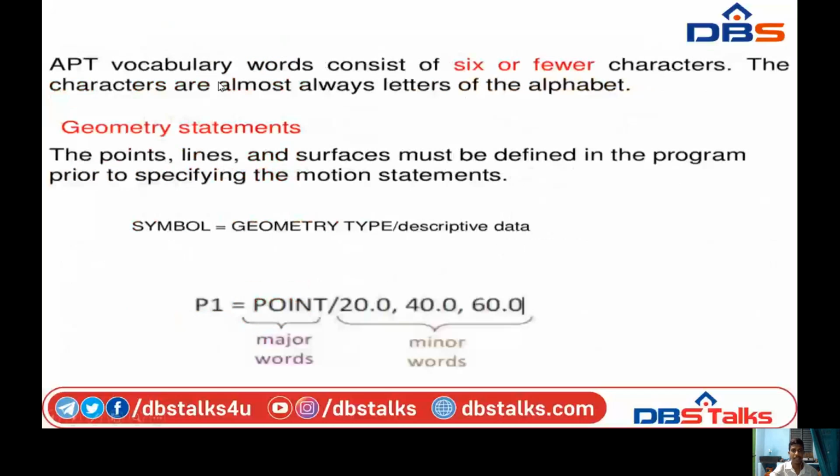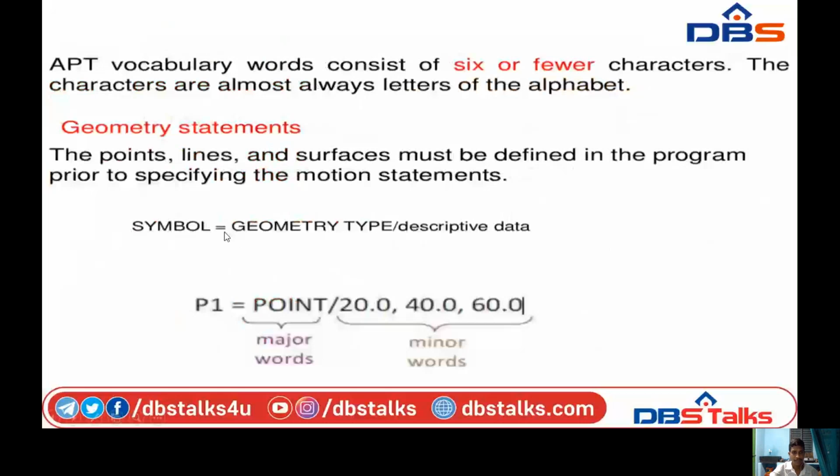Next, APT vocabulary words consist of 6 characteristics. I'll show it to you. In this geometry statement, I'm taking a word here. We already know that any word consists of some letters. Take the symbol SYMBOL: 1, 2, 3, 4, 5, 6. The symbol word consists of 6 letters or characters.